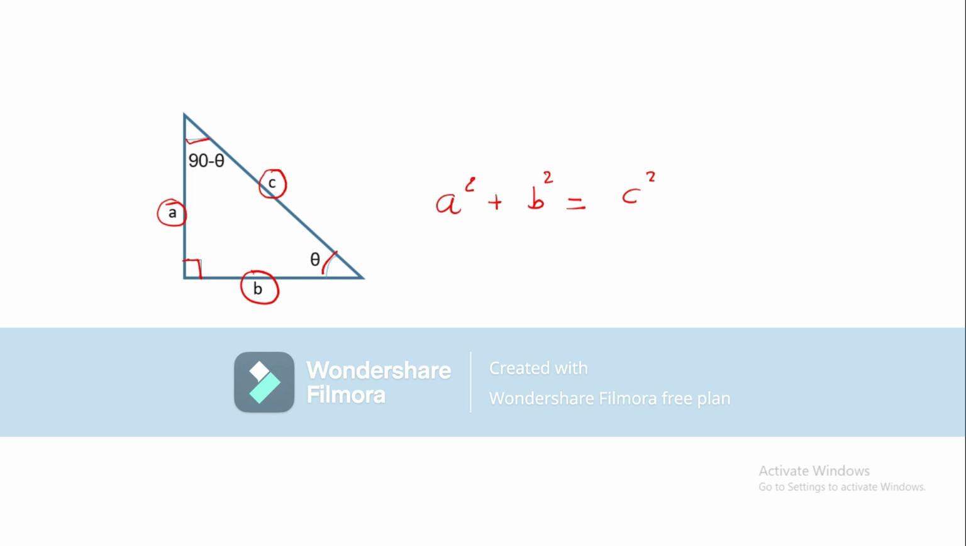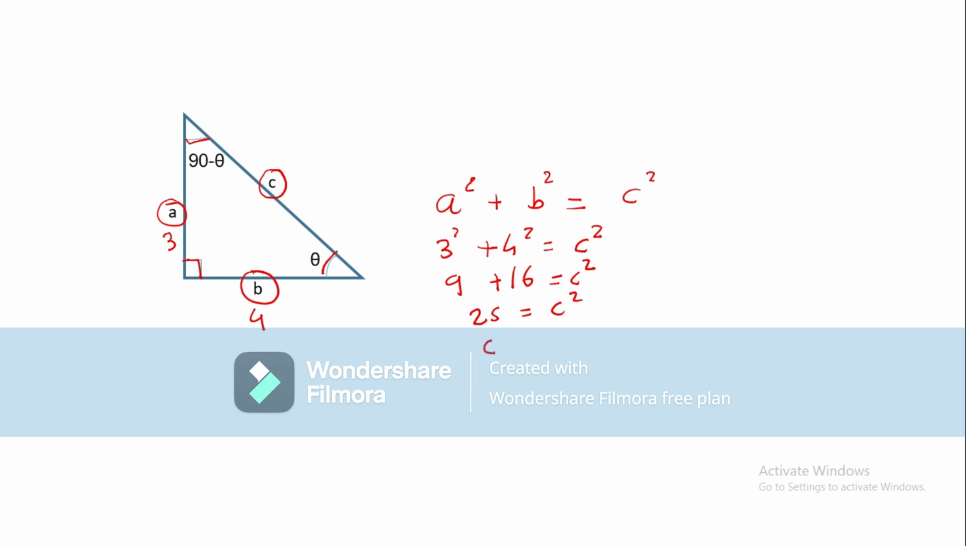Now if we want to apply this formula to calculate the length of a missing side, let's say the value of A, a shorter side, is 3 and the value of the other shorter side is 4, and based on this information we want to calculate the length of the hypotenuse. Then 3 squared plus 4 squared is equal to C squared. 3 squared is 9, 4 squared is 16, so 25 is equal to C squared.